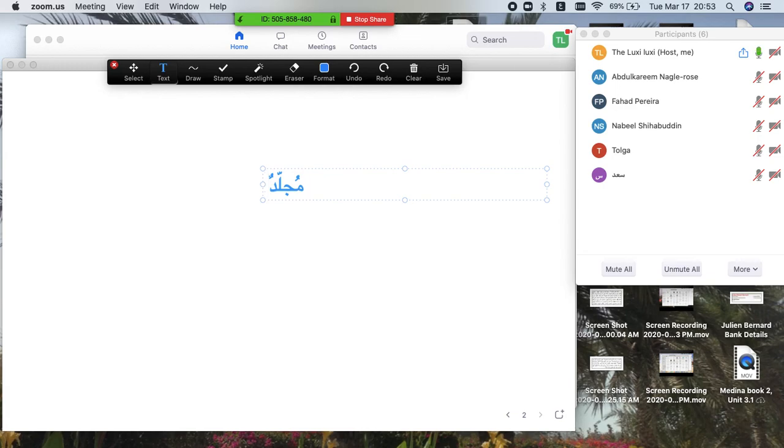The word originally comes from jilda or jildun, which means skin, and before they used to make the covers of the books with skin. So when they said suhuf mujallada, it means that it's a bunch of pages gathered together, bound together with skin covers. But this one here is majallatan.